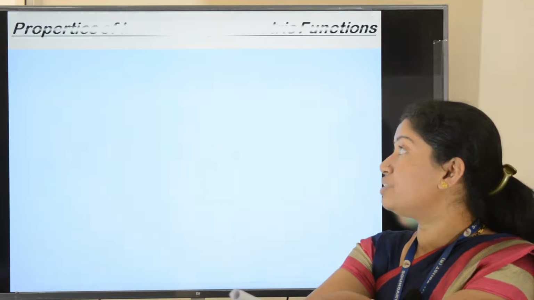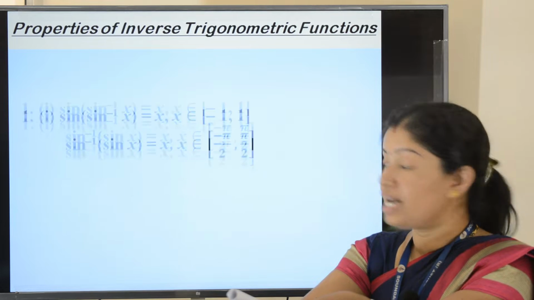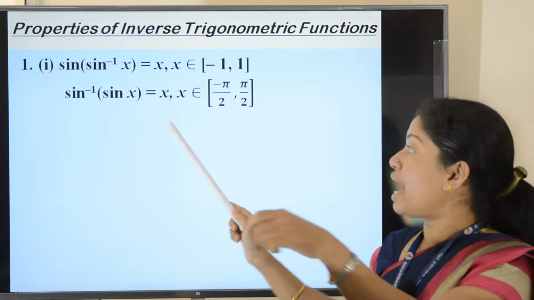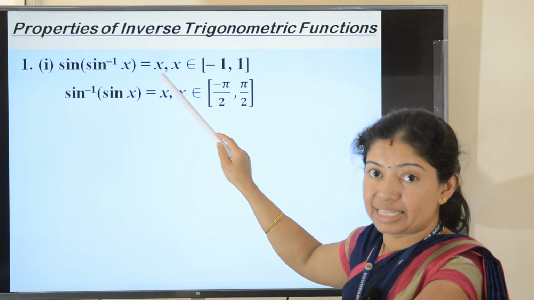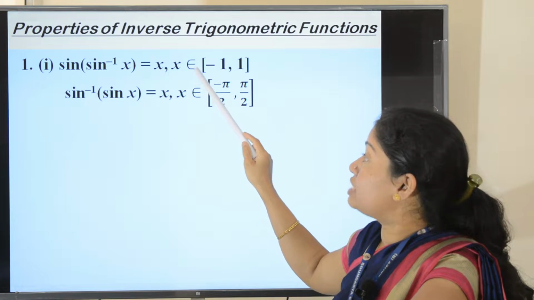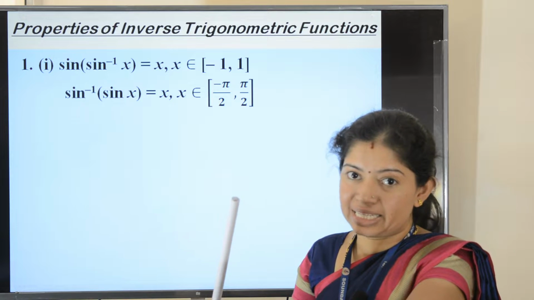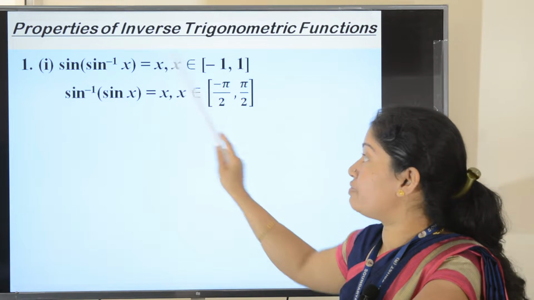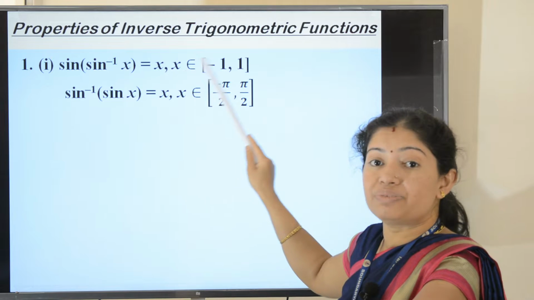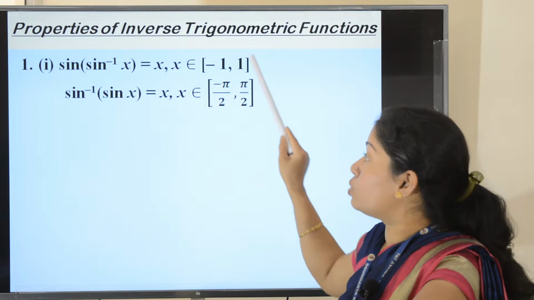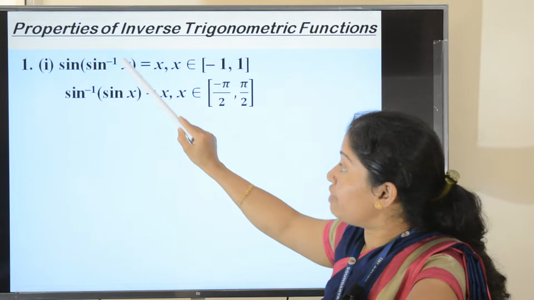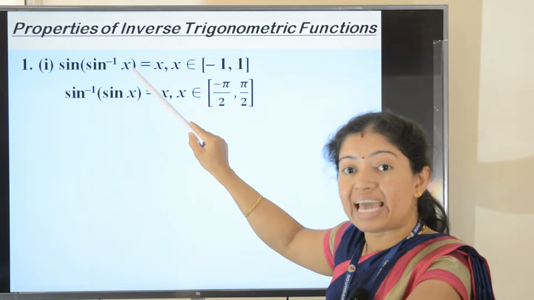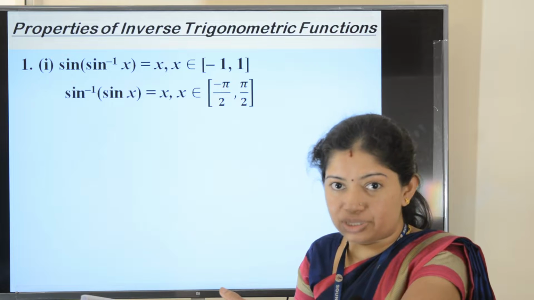Next, let us see the properties of inverse trigonometric functions. The first one, you have sine of sine inverse of x is equal to x, provided x belongs to closed interval minus 1 to 1. So this will be satisfied only when x is in this closed interval minus 1 to 1, that you have to remember. Whenever you have sine inverse of x, this x will take real values.